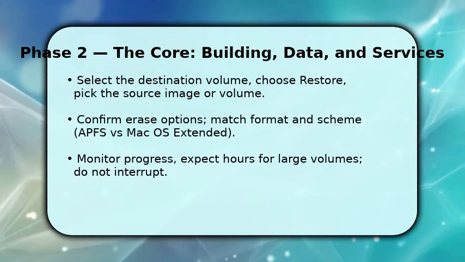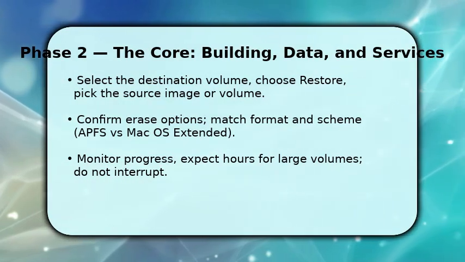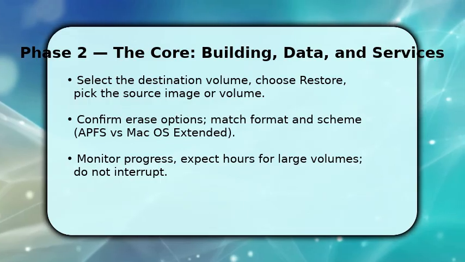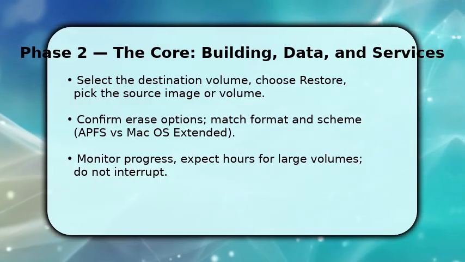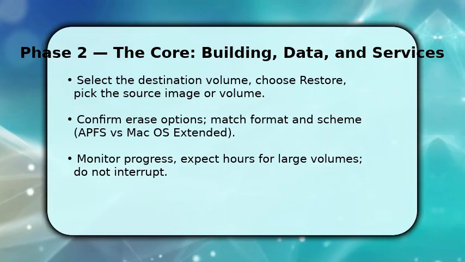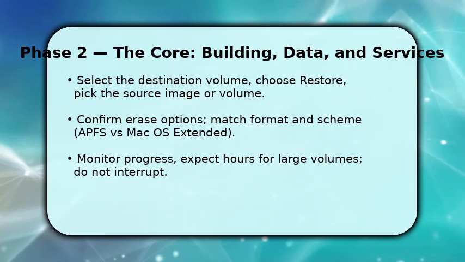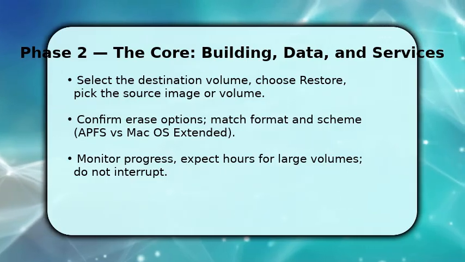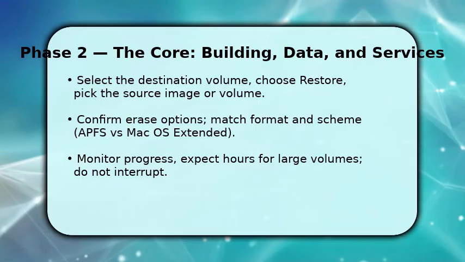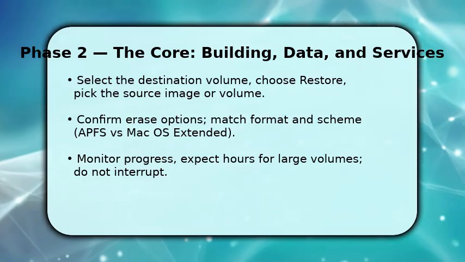You now perform the restore. With Disk Utility open, select the destination volume and click Restore. In the dialog, pick your source, a disk image, backup volume, or another disk, and confirm. Make sure the destination's format and partition scheme match the intended macOS type. APFS for modern systems, Mac OS Extended for older ones.